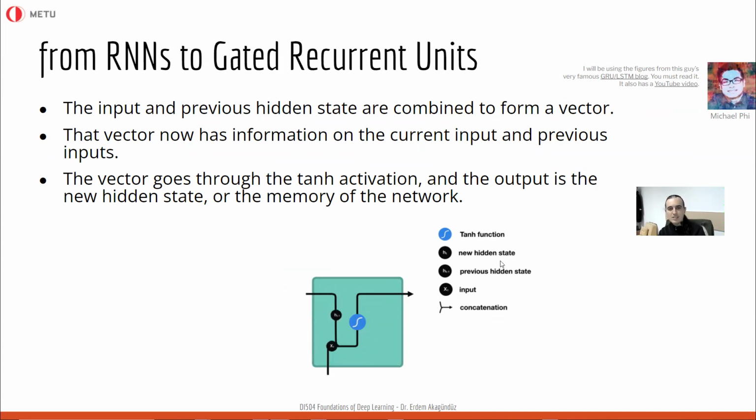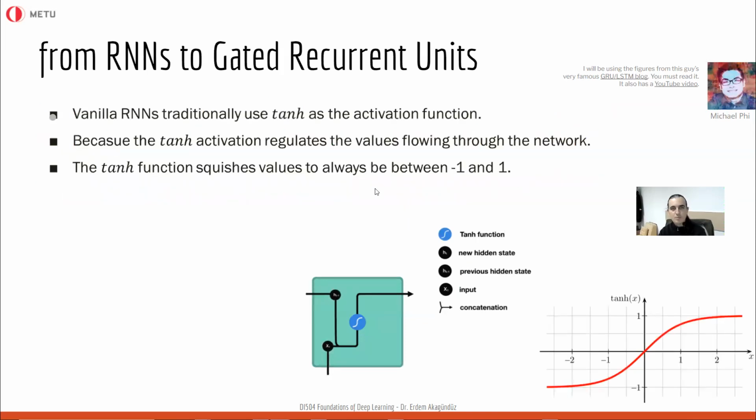In these slides, you're seeing the kind of summary that I've been doing in the last couple of minutes. So we concatenate them and we feed them to this gate where there are some weights and an activation function. Good. Vanilla RNNs traditionally use tanh as the activation function because they wanted the output to be bounded between -1 and +1, because they didn't want it to explode, get larger and larger.